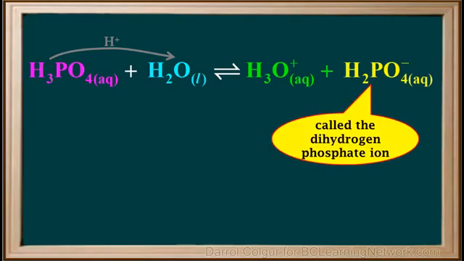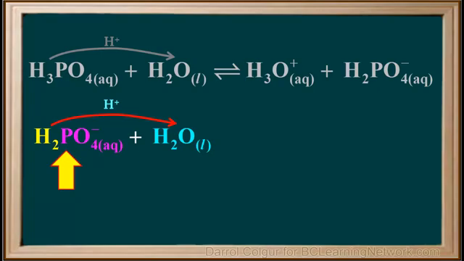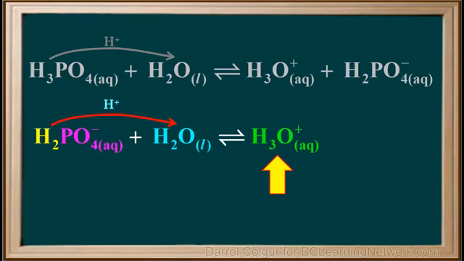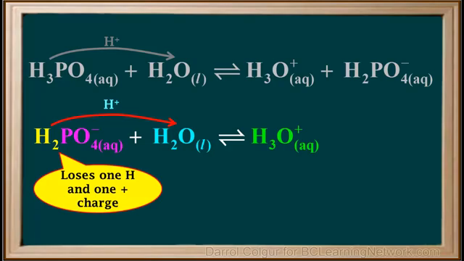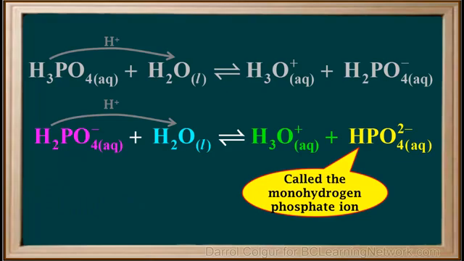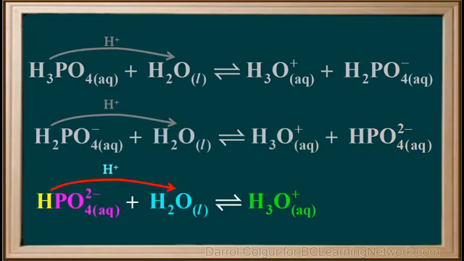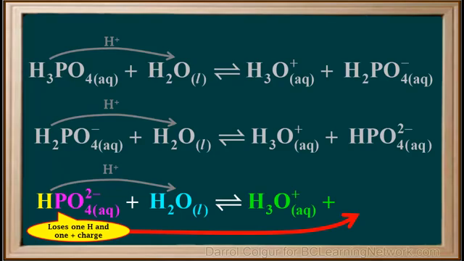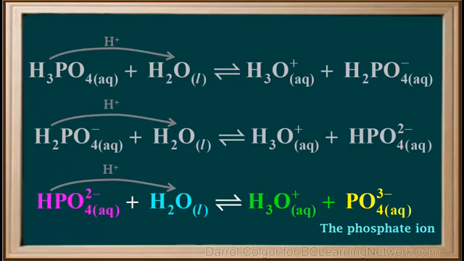H2PO4- is called the dihydrogen phosphate ion. We see it still has 2 protons it can donate. In the second step, the H2PO4- ion loses one of its protons to water, so it produces another hydronium ion. And since this loses 1 H and 1 positive charge, the other product would be HPO4 2-. This product is called the monohydrogen phosphate ion. We can see that it has 1 proton available to donate. So in the last step, the HPO4 2- donates a single proton to water, producing another hydronium ion. And because it loses 1 H and 1 positive charge, the final ion that it forms is just PO4 3-. This is simply called the phosphate ion.